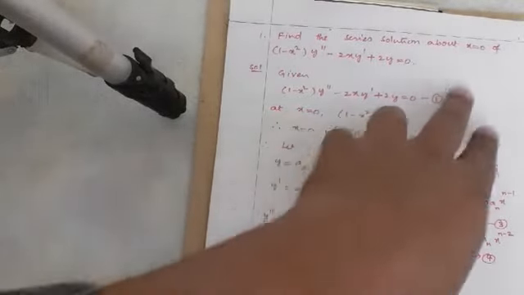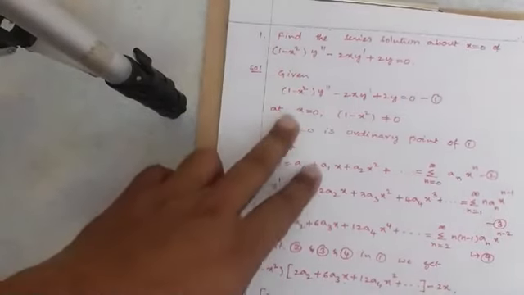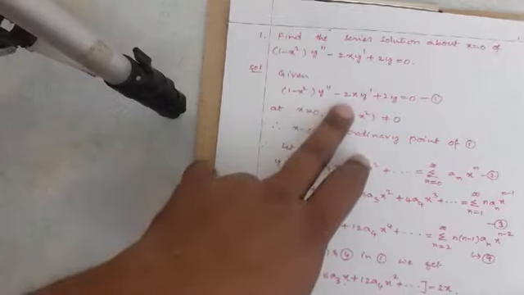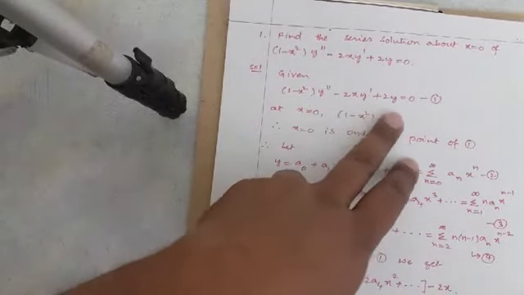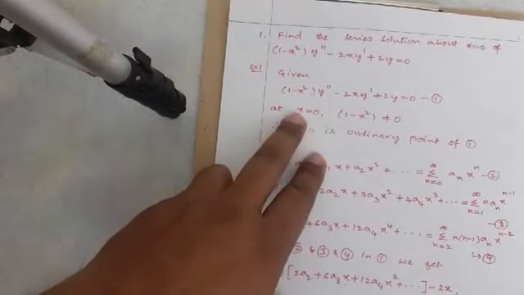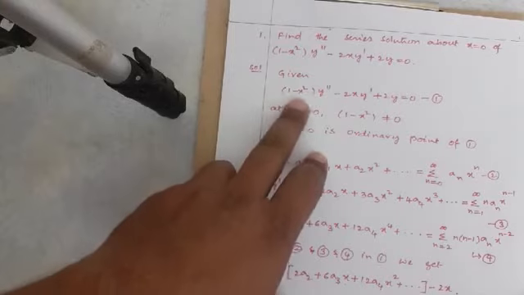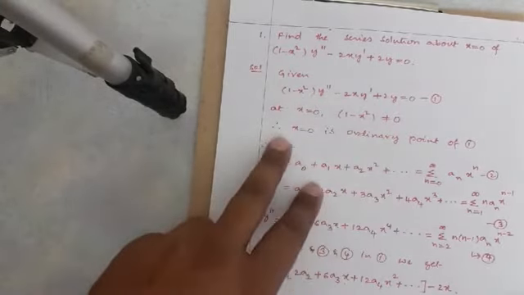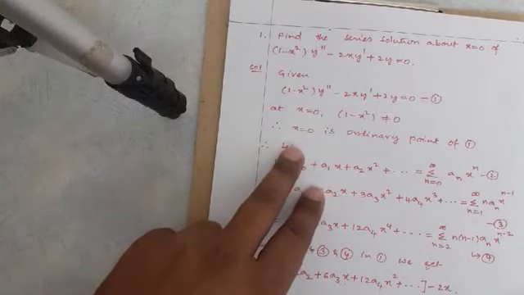Now here the ordinary point is given, that is x is equal to 0. This is p naught, this is p1 of x, this is p2 of x of y is equal to 0. I have substituted x equal to 0 in p naught of x, and in the place of x we get 1. So 1 is not equal to 0. Therefore we have written x is equal to 0 is an ordinary point of 1.